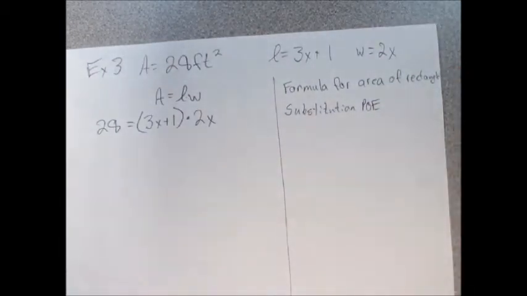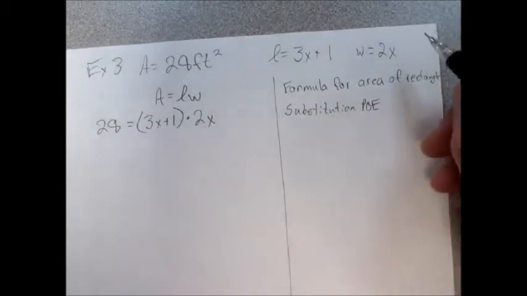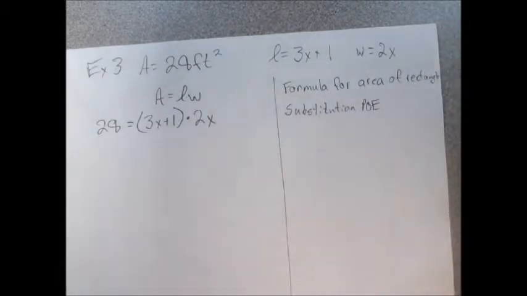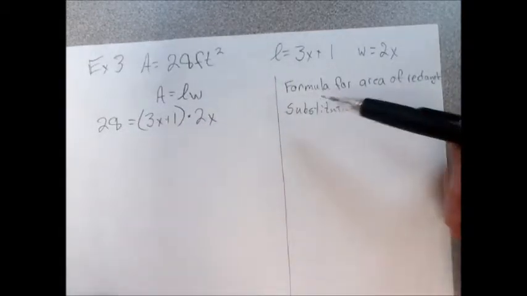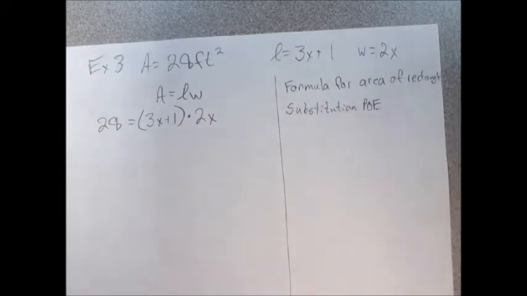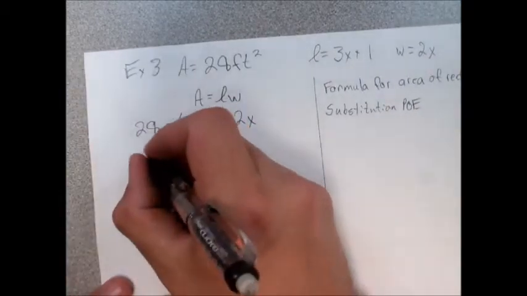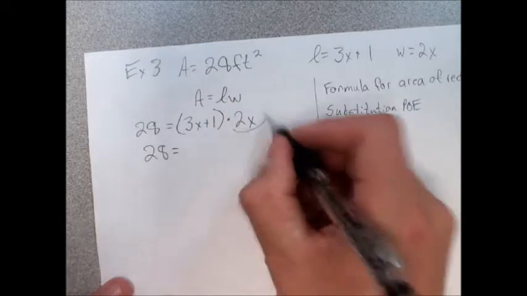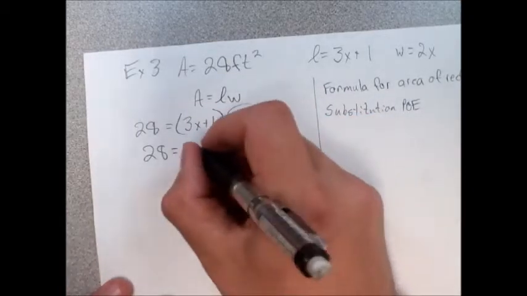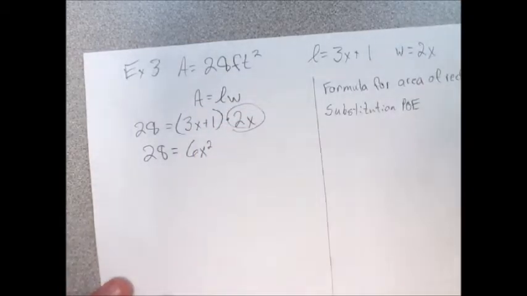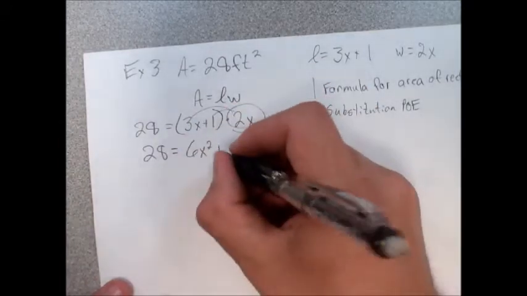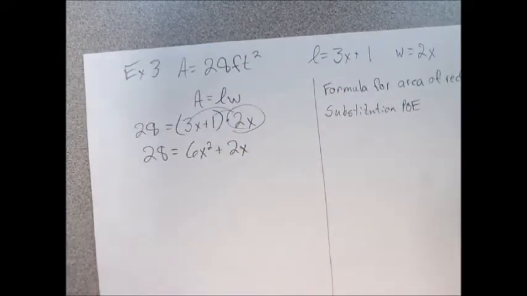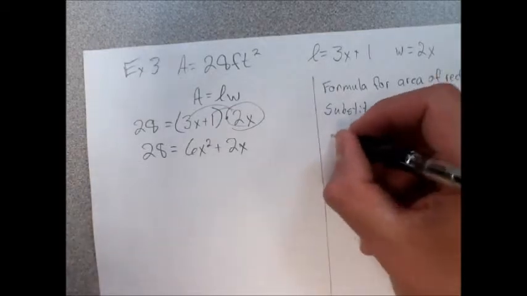Now, I need to start solving this. How can I do that? What's the first step, guys? What Marie tried to say was distribute. So I'm just going to drop down my 28. I can't do anything with that right now. I'm going to distribute my 2x. 2x times 3x is 6x squared. Any questions there? Next, I need to distribute it out to my 1, which is just 2x. And then I need to justify my reasoning, which is distributive property.